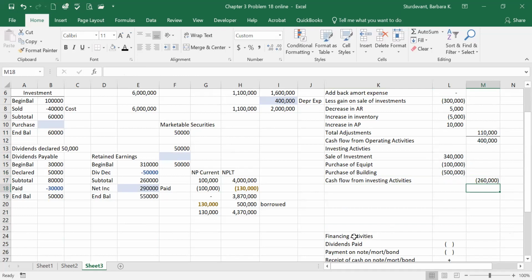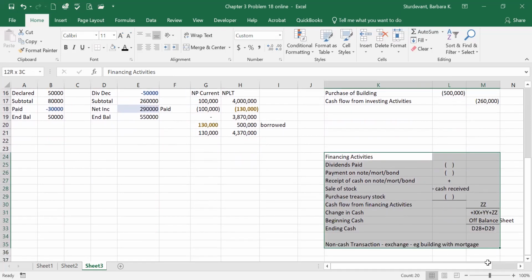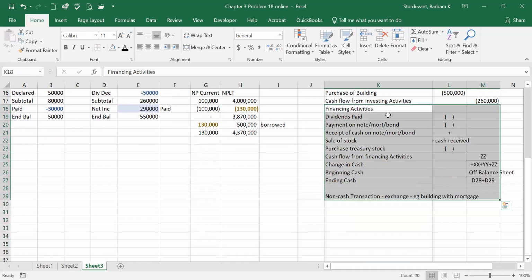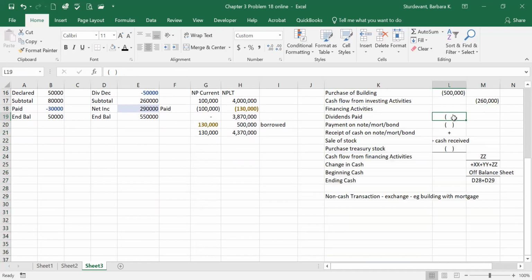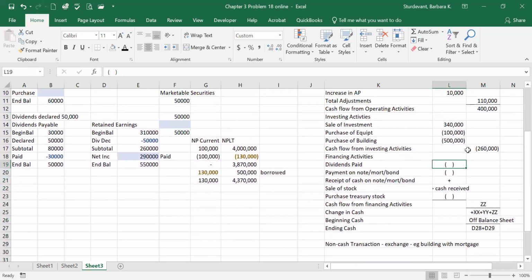Okay, then we have financing activities. So what were our dividends that were paid? Dividends that were paid was 30,000. Okay, did we make any payments on a note? Yes, we did, the 100,000.